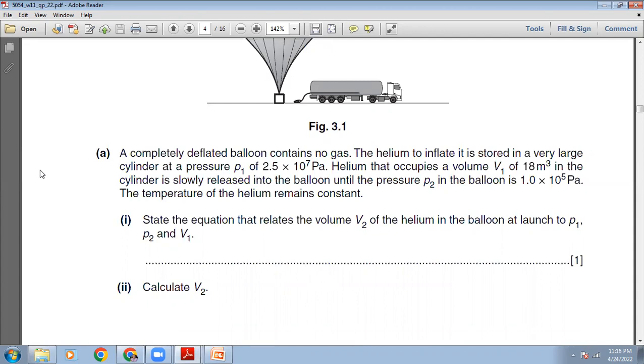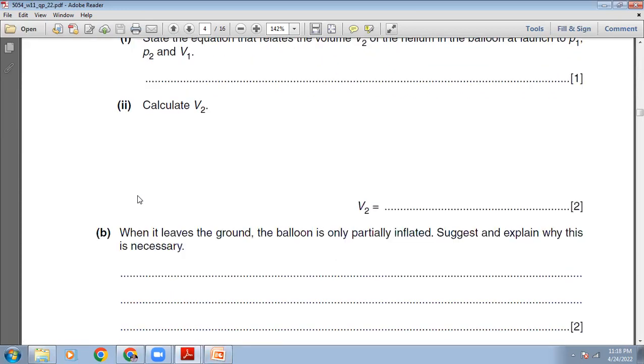State the equation that relates the volume V2 of the helium in the balloon at the launch to P1, P2, and V1. If the temperature of the gas does not change, the gas volume will change, and obviously the pressure will change, but the temperature is constant. For gases, we use the law P1 V1 equals P2 V2. So the equation will be P1 V1 equals P2 V2. The next part is to calculate V2.